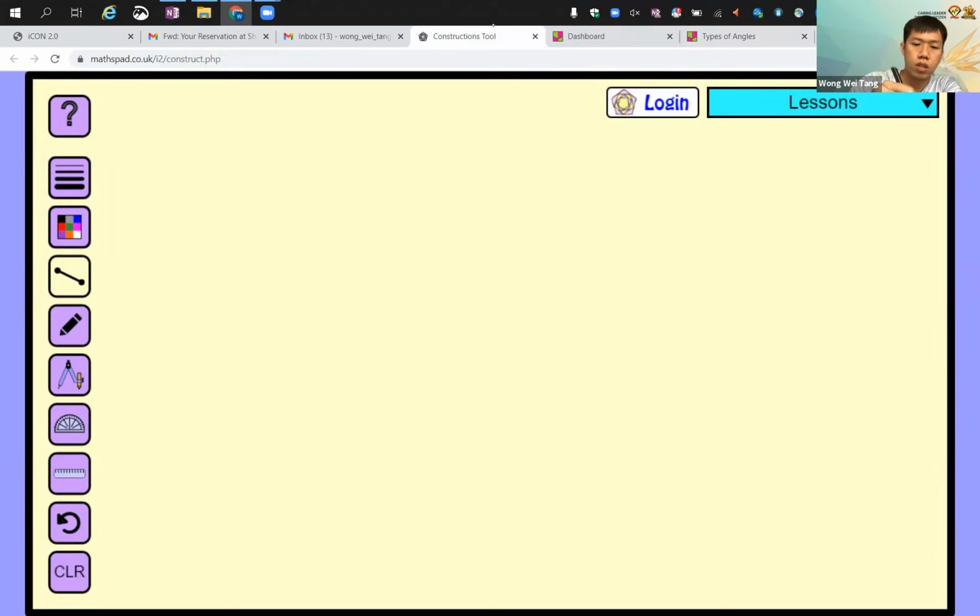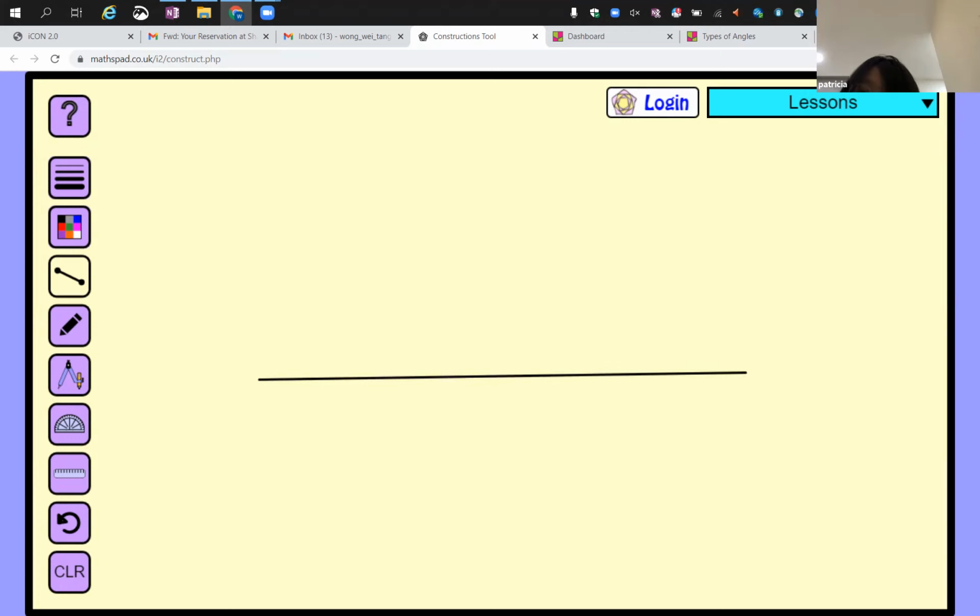Okay, so let's begin by drawing a straight line. Early on we mentioned that Fari asked what is a reflex angle.